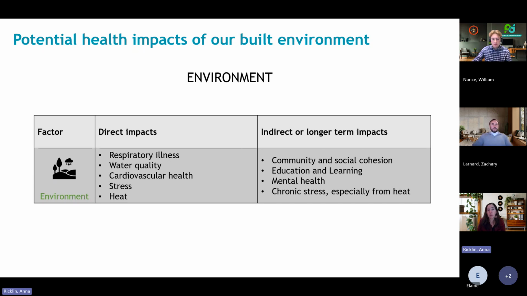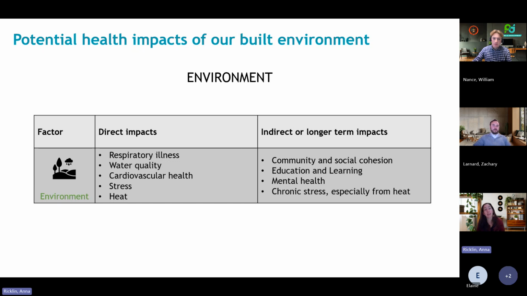Then we have the environment, also a list of direct impacts. The quality of the environment affects our water quality, affects our air quality, which can lead to respiratory illness, also connected to cardiovascular health. The quality of the environment, the cleanliness of the environment can directly cause stress. And of course, heat, as we're seeing an increased number of very hot days during the year, during the summer, can directly impact our health as well.